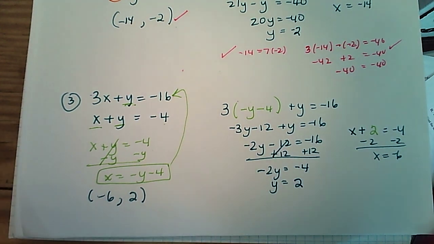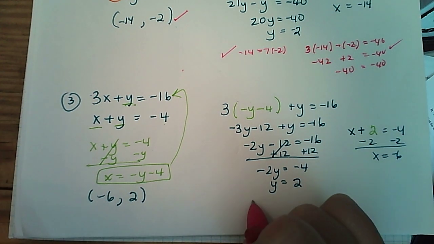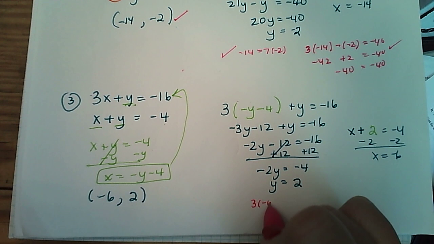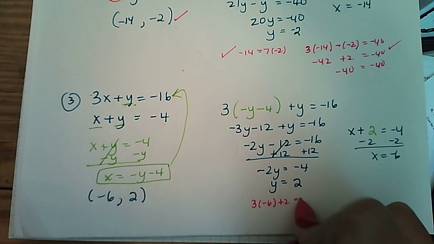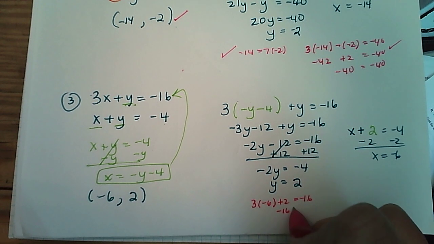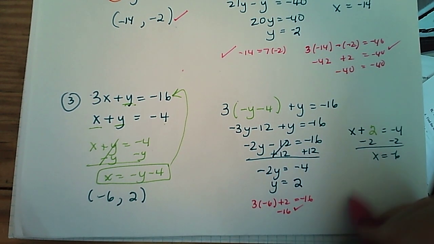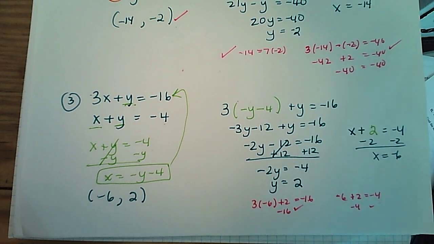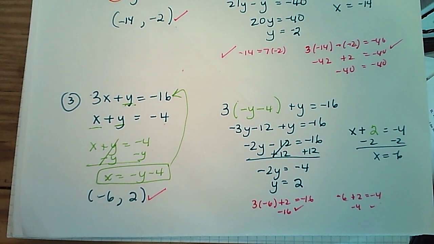And finally, let's just do a quick check. I like to do a quick check. So 3 times negative 6 plus 2 equals negative 16. Negative 18 plus 2, yep, got it, negative 16. Negative 6 plus 2 equals negative 4. Negative 4 equals negative 4. Yep, got it. My answer is correct.